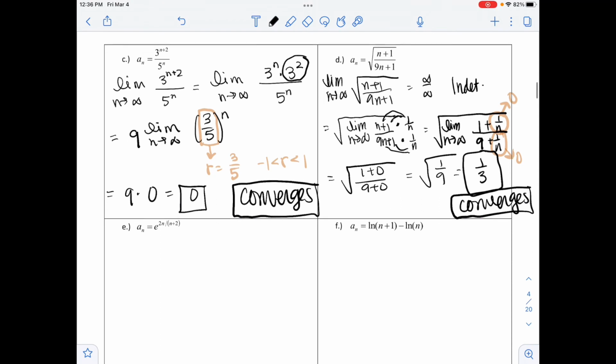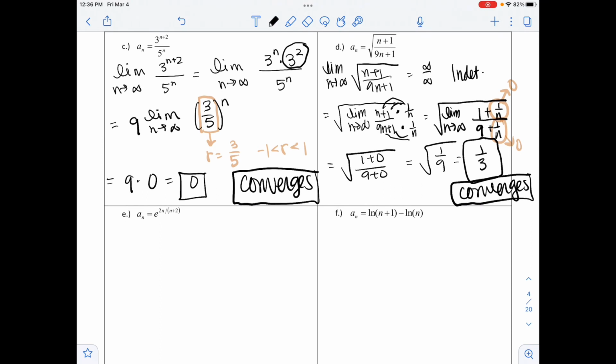Part E says a sub n equals e to the 2n over n plus 2. So we take the limit as n approaches infinity of e to the 2n over n plus 2. Evaluating this, we would also end up with an exponent of infinity over infinity, which would be indeterminate. And so e to something that's indeterminate is also going to be indeterminate. We can't determine it. So we do exactly what we did on the previous problem, the first two, and multiply by 1 over n, but up in the exponent.